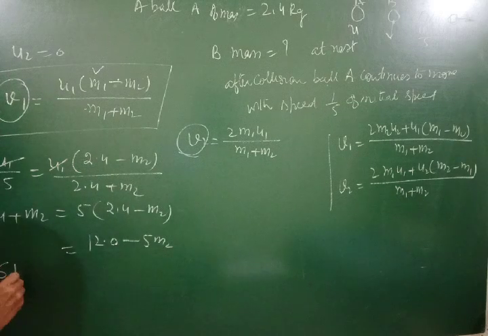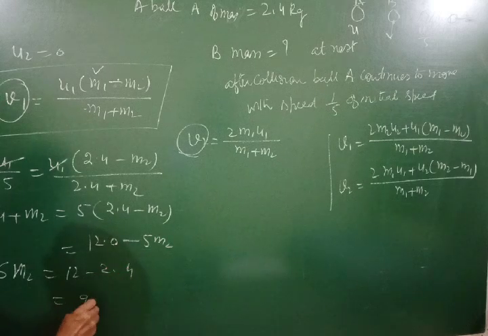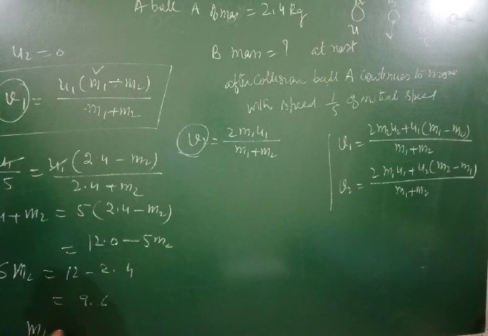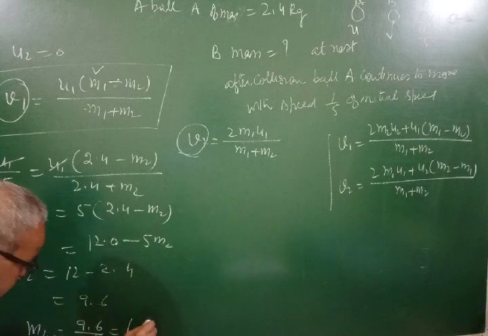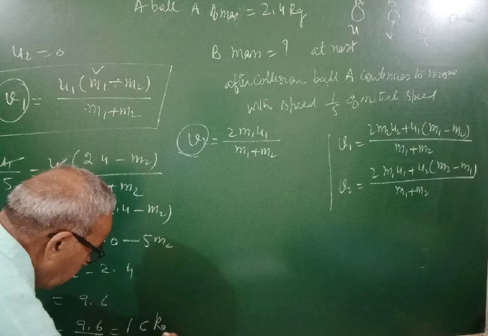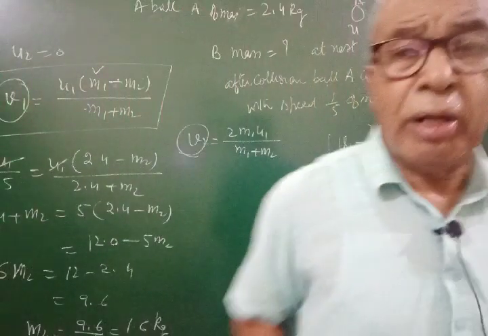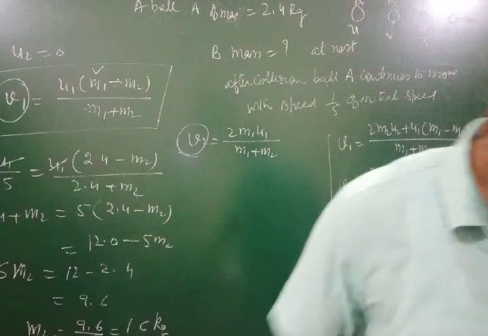It is 6 M2 here. 12 minus 2.4, it is 9.6. So M2 is equal to 9.6 upon 6, which means 1.6 kg. So the question becomes simple if we have fundamental knowledge with us.